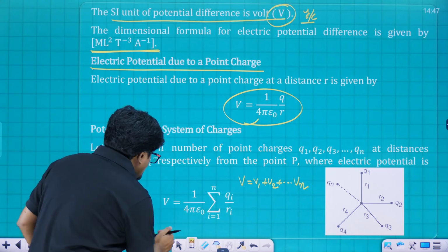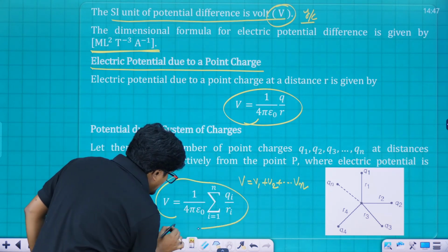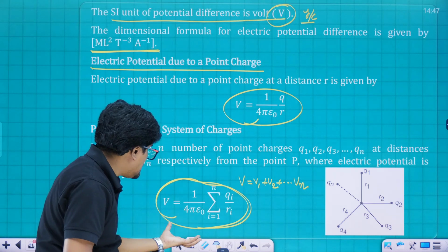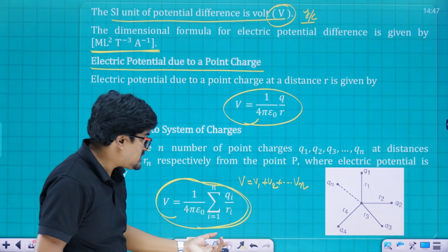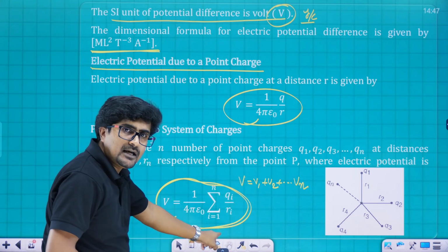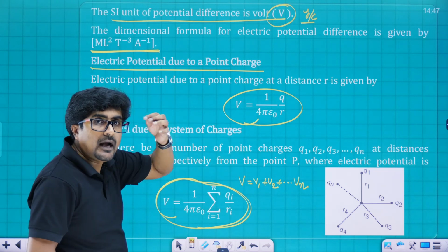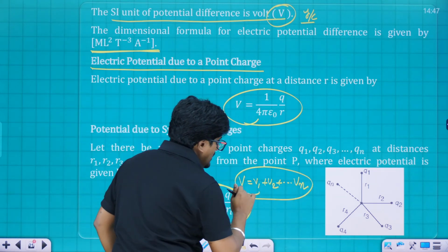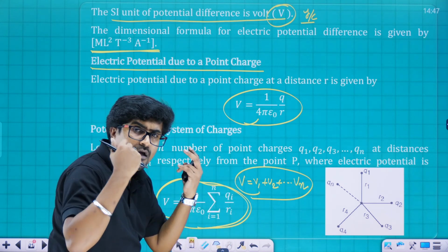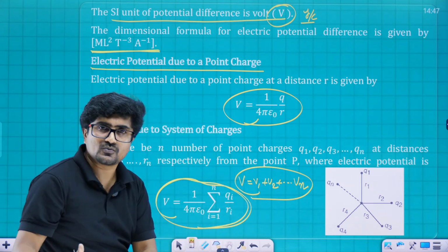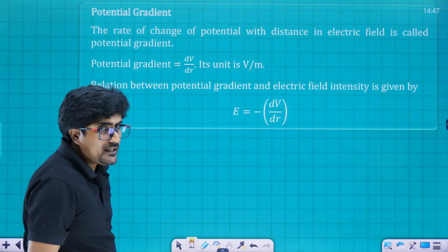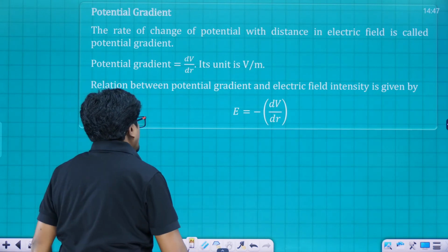All right, so this is another format in which we can represent the general equation for n number of charges, starting from i equal to 1 to i equal to n. In that way it is also represented. This is one of the simplest ways to easily connect the same thing. All right, moving to the next, that is potential gradient, and this is again a super important area.